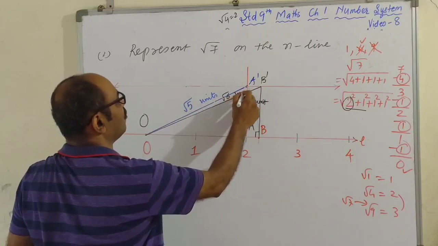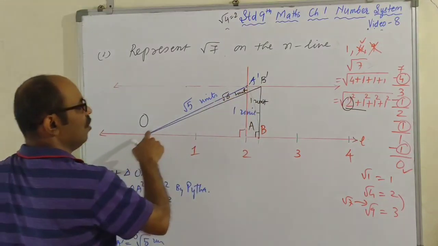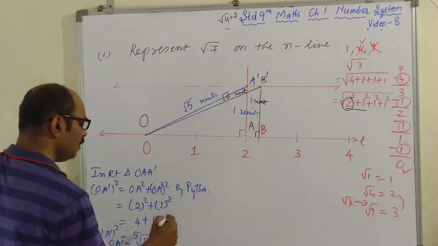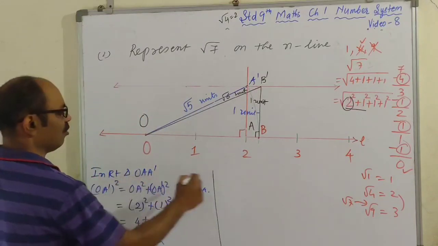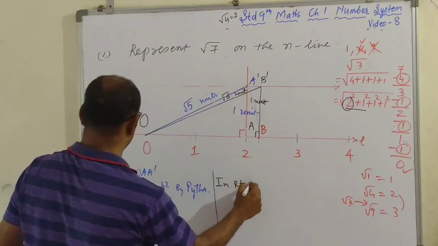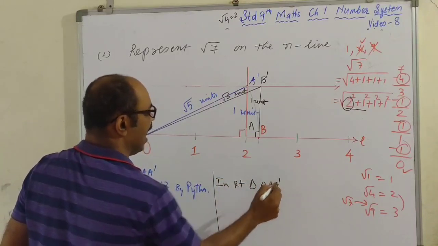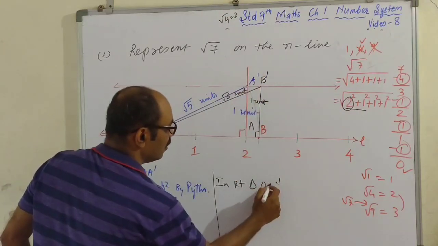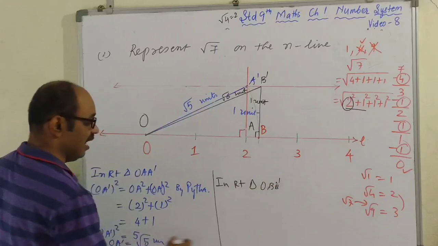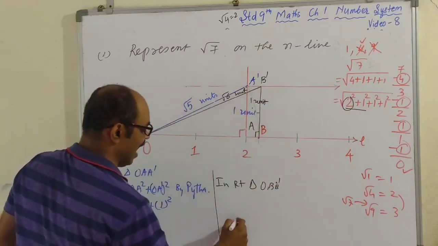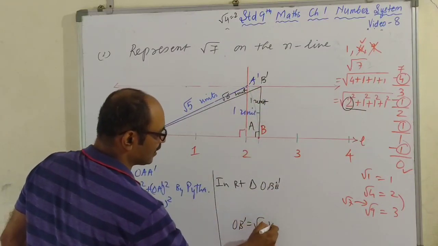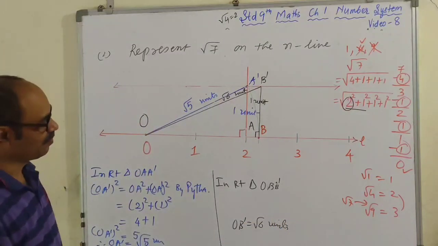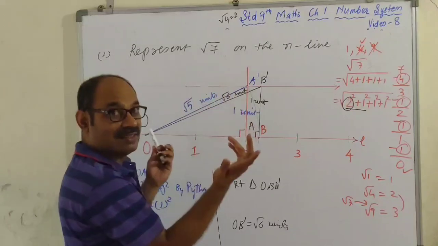After root 5, root 6 units will come. Anyway, you know OB is root 5, right? Now see here, you have to write in right triangle OBB dash. You have to write this fully, till you get OB dash is equal to root 6 units. Is that clear to you? Understood? Fine. Now we have to go up to root 7.